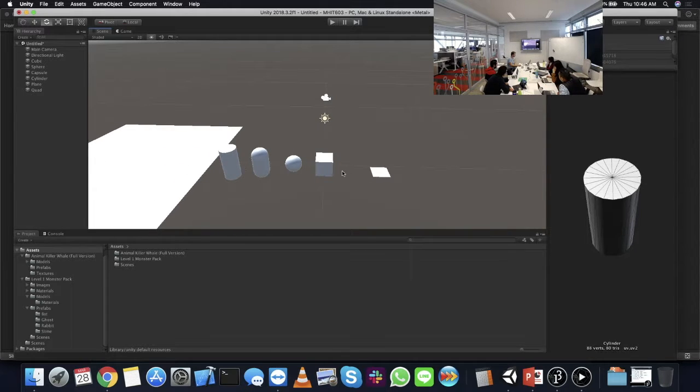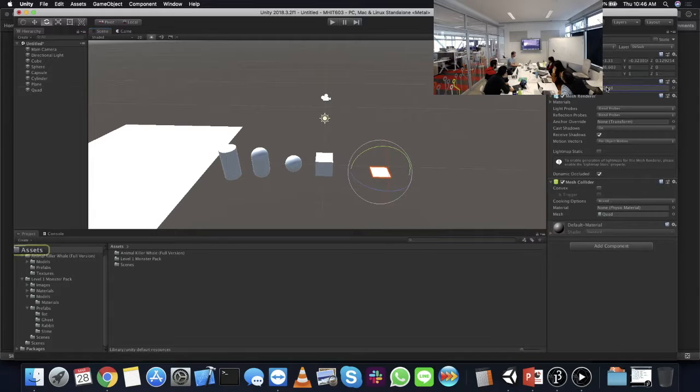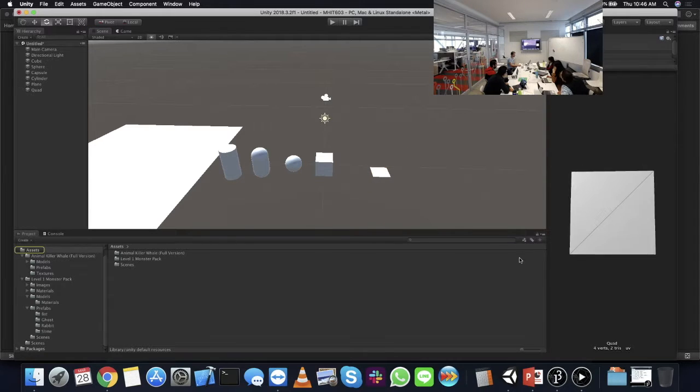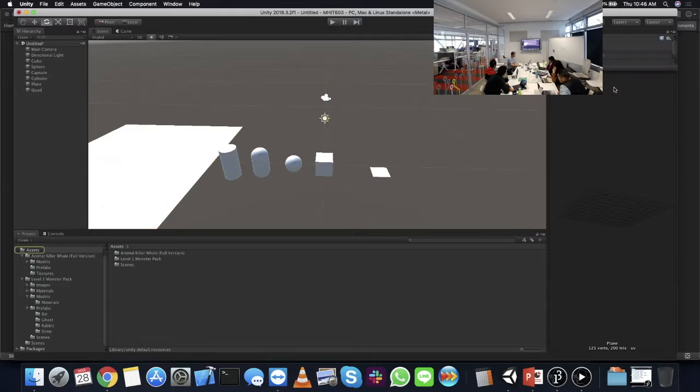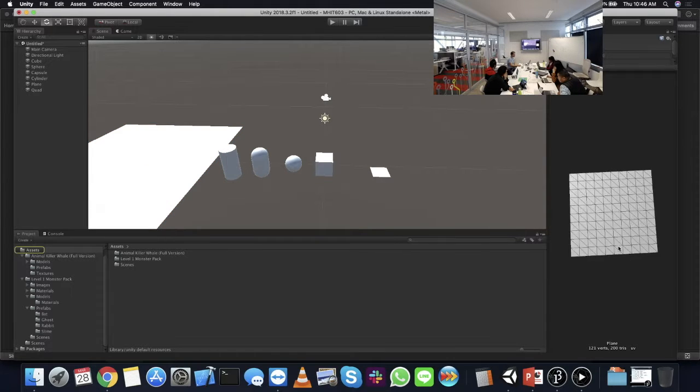And then I mentioned we have a quad, which looks like this, so it's 2 triangles, and we have a plane. The difference between a quad and a plane is that a plane is made up of a whole bunch of triangles in a grid. And the reason for that is for various lighting effects and stuff like that. So a plane we can put shadows and stuff on, whereas a quad we can't as easily anyway.